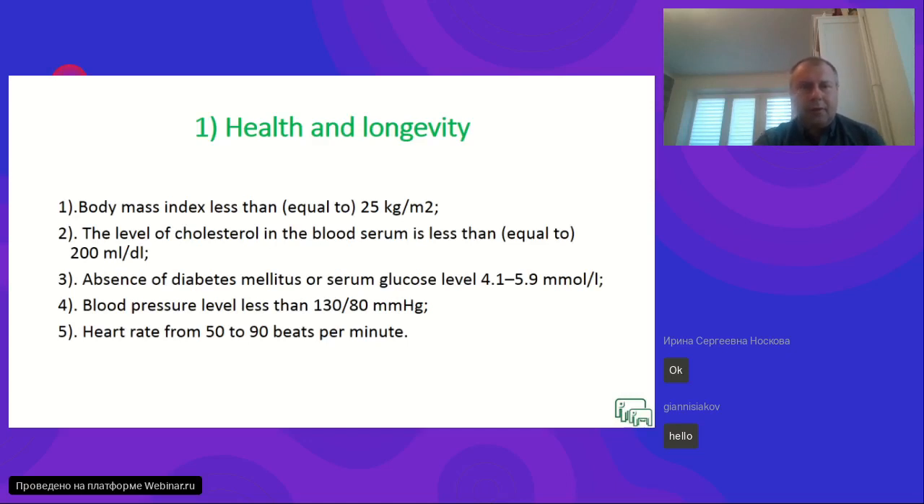The second one, the level of cholesterol in the blood serum, which must be less than or equal to 200 milligrams per deciliter. Number 3, absence of diabetes mellitus, or if a person has this pathology, the serum glucose level must be between 4 and 5.9 millimoles per liter. The level of blood pressure must be less than 130 over 80 millimeters of mercury. And the new definition of health is the heart rate, which in norm must be between 50 and 90 beats per minute. But this is a status of health for every person.